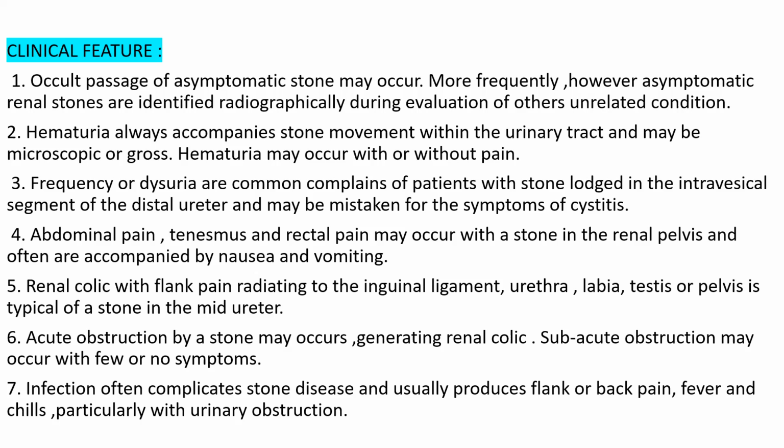That means there are chances of having this. When you have abdominal pain, there can also be chances of developing nausea and vomiting. Accompanied means along with abdominal pain there is a chance of nausea and vomiting. And again, when you have tenesmus, that can also be accompanied by nausea and vomiting. When you have rectal pain, it can also be accompanied by nausea and vomiting. It's not like when you have abdominal pain you will definitely feel nausea and vomiting. It is written "often are accompanied", meaning there are chances.